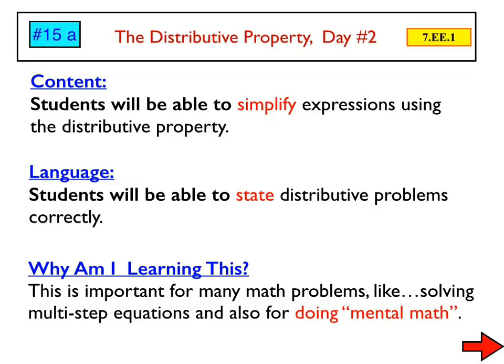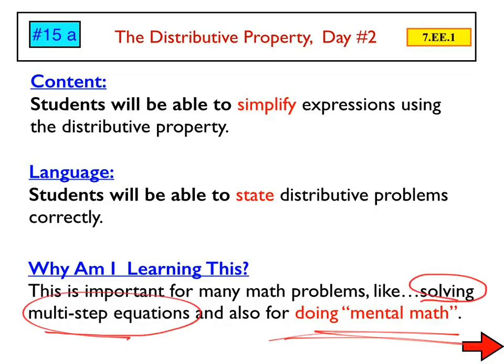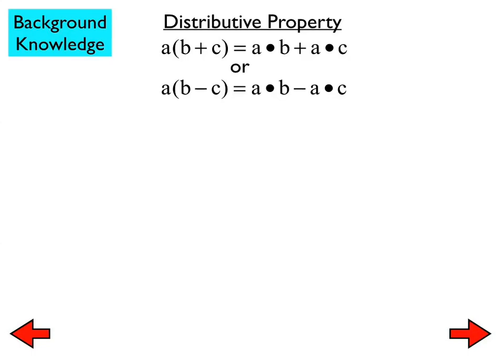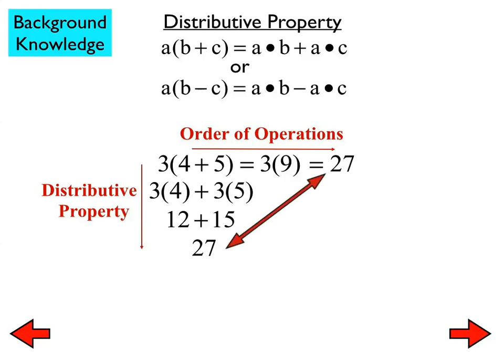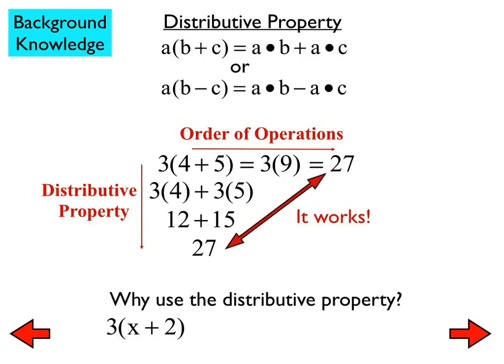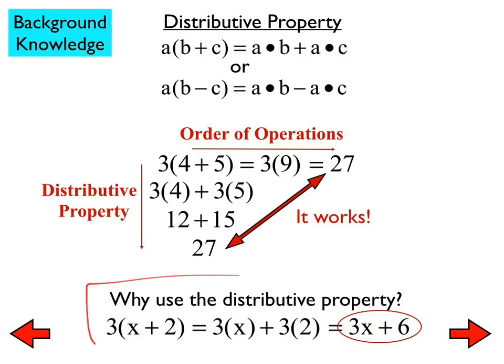Yesterday we dealt with this part of the why am I learning this. Today we're dealing with the mental math part of the why am I learning this. So today, once again, we finish up the distributive property. Yesterday we talked mainly about the problems where we had variables involved, but I showed you that the distributive property works regardless of whether you can do a problem with order of operations or not, and that basically leads us to the type of problems that we are about to do today. But that bottom part right there, these are the type that we dealt with yesterday.